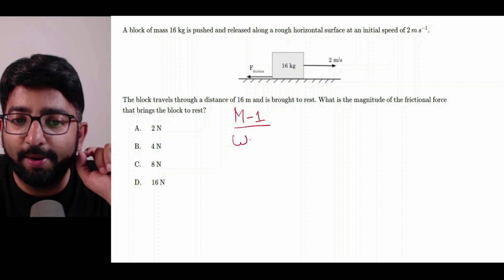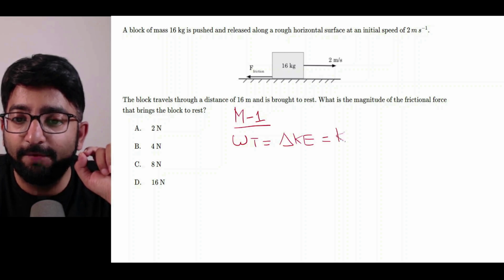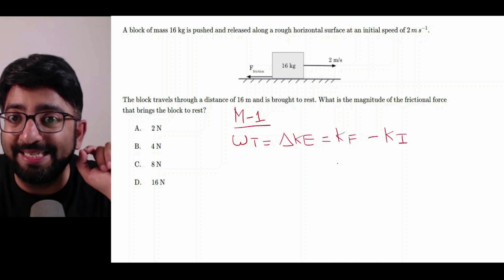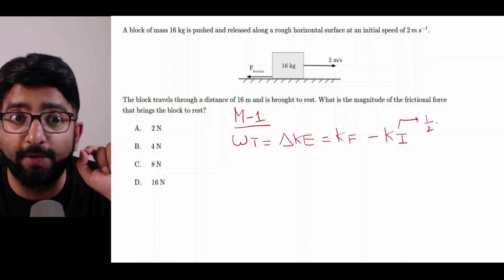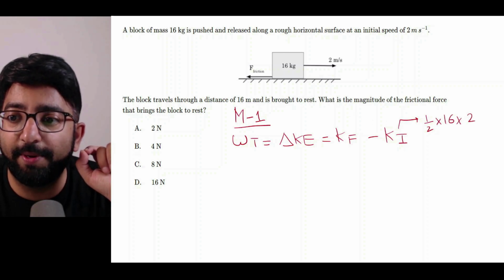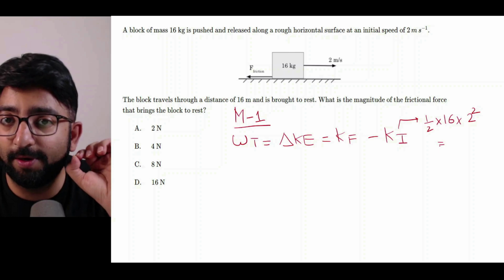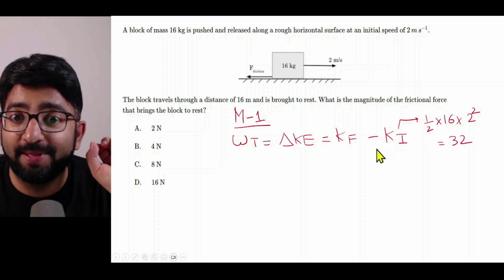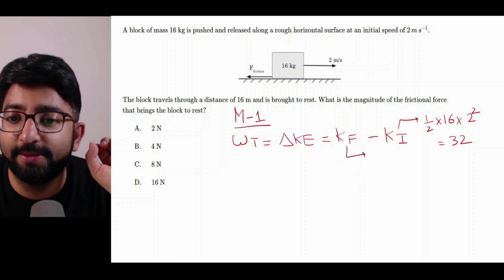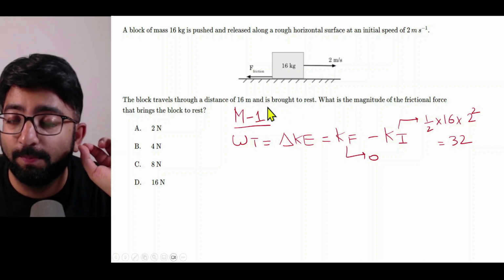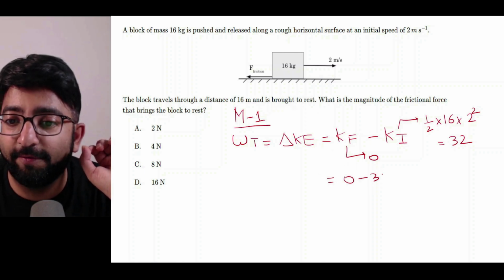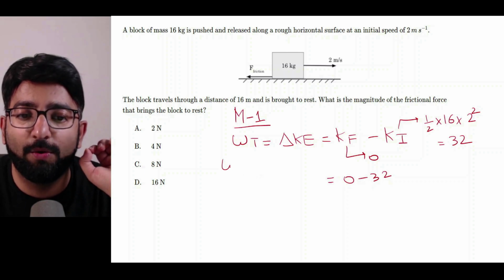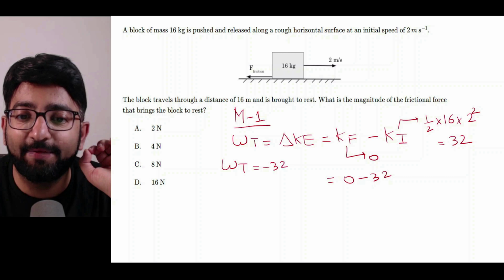So method one, work energy principle states that the total work done is equal to the change in kinetic energy, which we can write as final minus initial. Now, initial speed is given as 2 meters per second. So, initial kinetic energy, let's write that half mv square, mass is 16 and the speed is 2 square. So, the initial kinetic energy will come out as 32 joules. But the final kinetic energy is 0 because it is mentioned that the block comes to rest. So the change in kinetic energy will be 0 minus 32. Hence, the total work done will be equal to negative 32 joules.